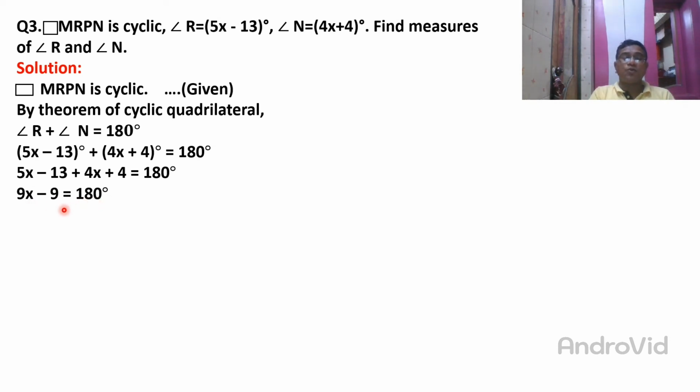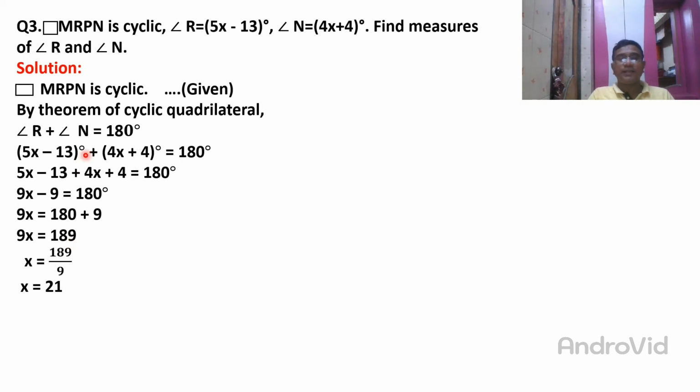So minus 9 goes across, plus 9. So 9x remains as it is, 180 remains as it is, minus 9 goes across, plus 9. So 9x is equal to 189. 9 is multiplied, so it goes across and divides. So x is equal to 189 divided by 9. 9 twos are 18, 9 ones are 9. So x is equal to 21.